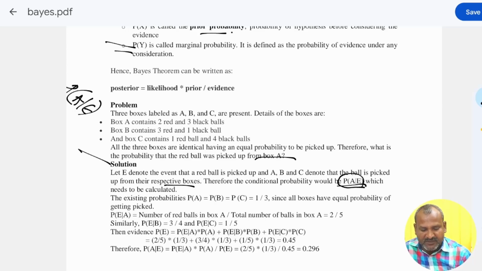So P(A|E) = P(E|A) P(A) / P(E). Here, 2/5 into 1/3 by 0.5. So finally we will get a value of 0.296. That is P(A|E). Like this we can explain Bayes theorem. Mainly we need to remember that when we are going to find a conditional probability, the best-fit method is called Bayes theorem.